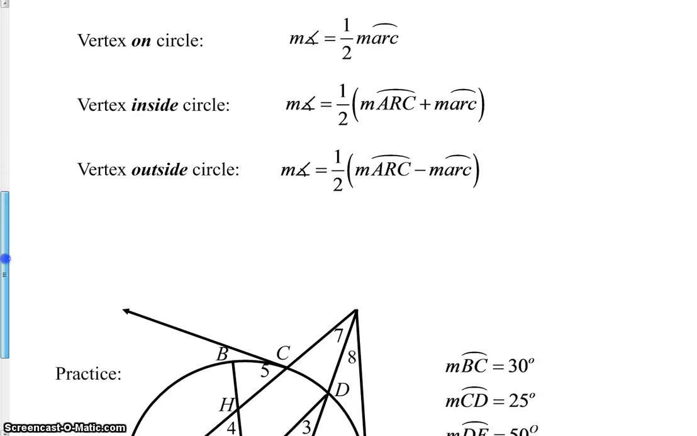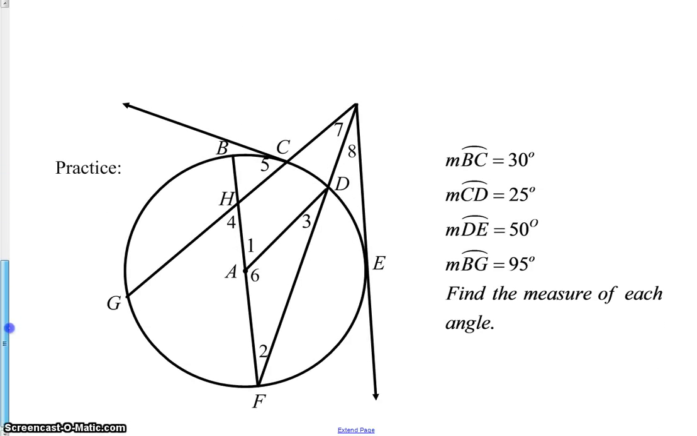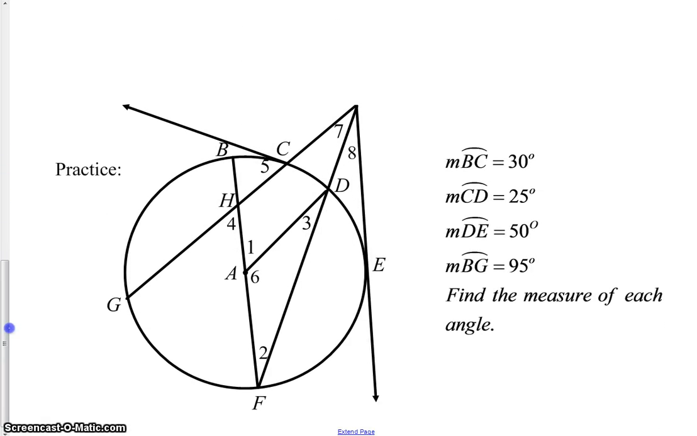Now, there's a pretty large problem down here, and your job is to find the measure of each angle. I am going to make a suggestion to you, which is to find all the missing arcs first and then worry about the angles. I would like you to try this problem on your own, and then you can check your work against that on the podcast.